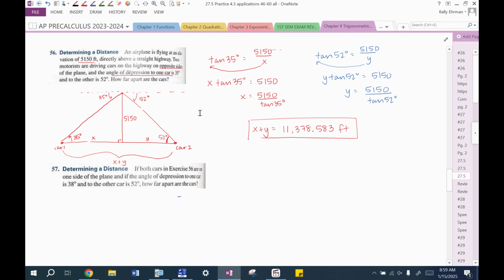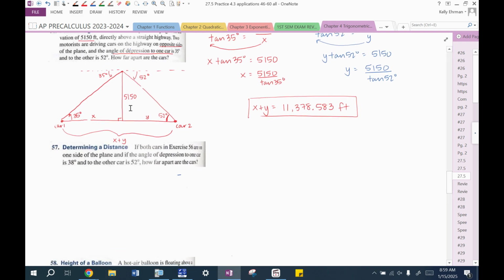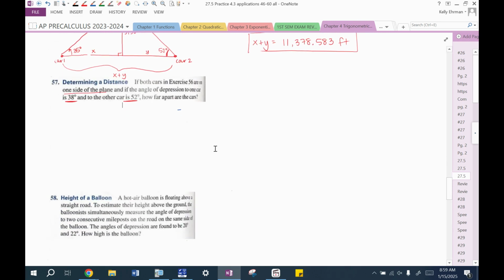All right, now problem 57 is using the same plane. If both cars in the previous exercise are on one side of the plane, and the angle of depression is now 38 and the other one is still 52, how far apart are the cars? So I don't know why they changed one of the angles of depression by 3 degrees, but let's draw this triangle first. So now say the plane is here and one car is over here. The other car is still on the same side of the highway, but it's further out.